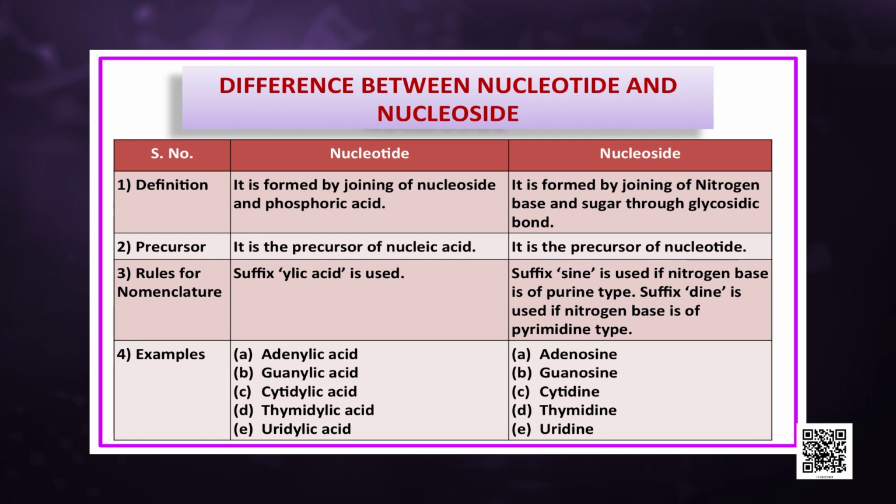Examples are adenosine and guanosine. If the nitrogen bases are of pyrimidine type, then we use the suffix -dine. Examples: cytidine, thymidine, uridine. One common mistake committed by students is that they think that cytosine is a nucleoside. Actually, it is a nitrogenous base. If cytosine forms a nucleoside, since it is a pyrimidine base, we have to use the suffix -dine. Thus, its nucleoside will be called cytidine, not cytosine.